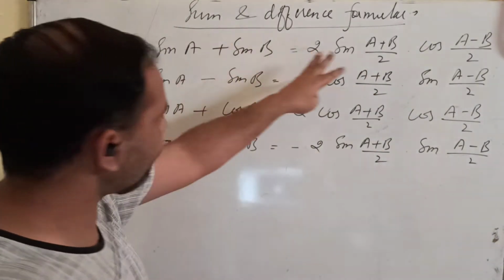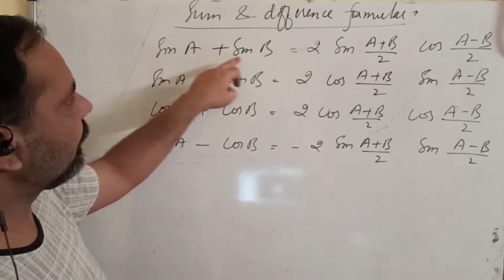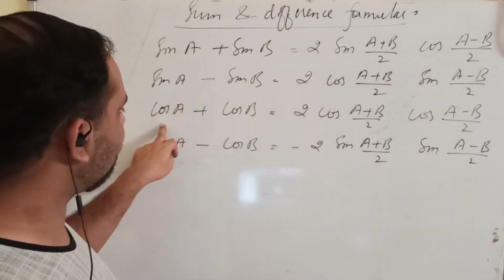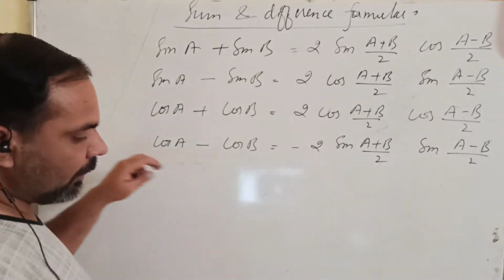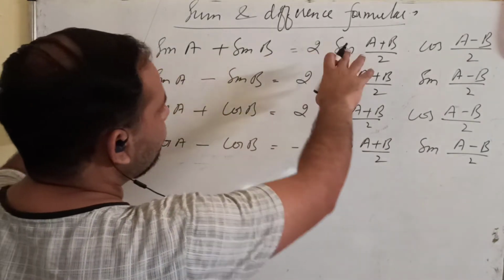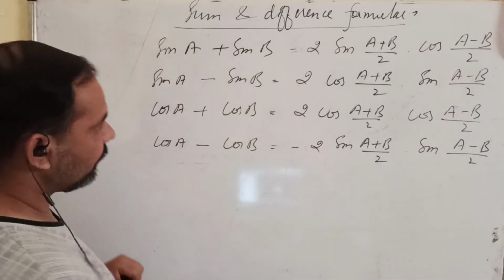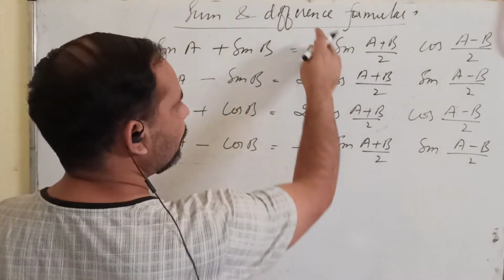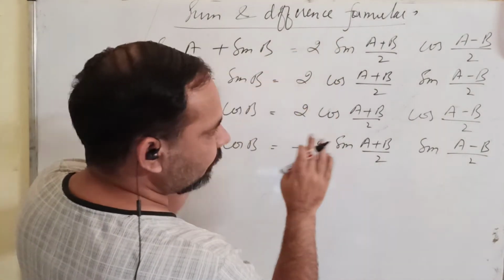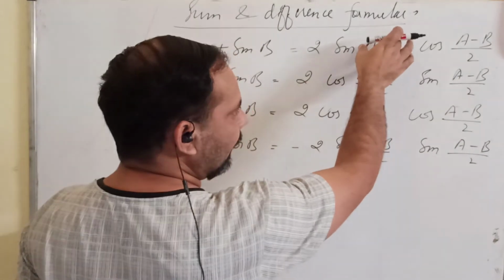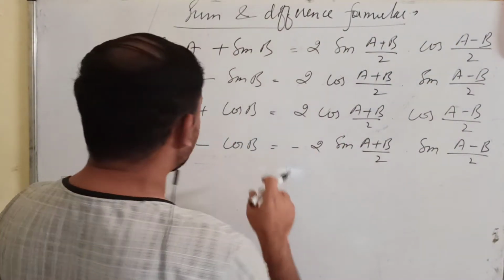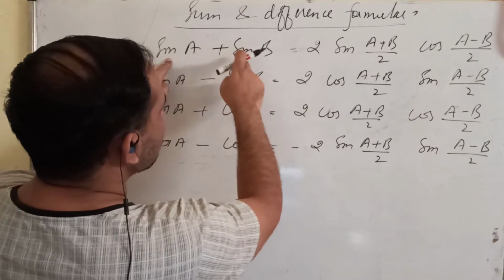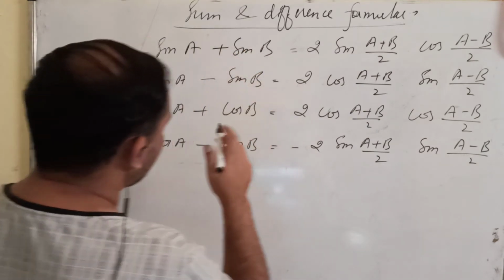Okay. These are the formulas: sine A plus sine B, sine A minus sine B, cos A plus cos B, cos A minus cos B. Okay. Now, how to memorize them? First of all, you write 2 in all the 4 formulas. Then you write the angles A plus B by 2 and A minus B by 2.